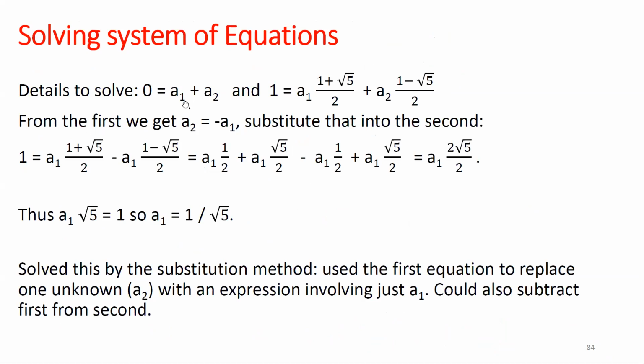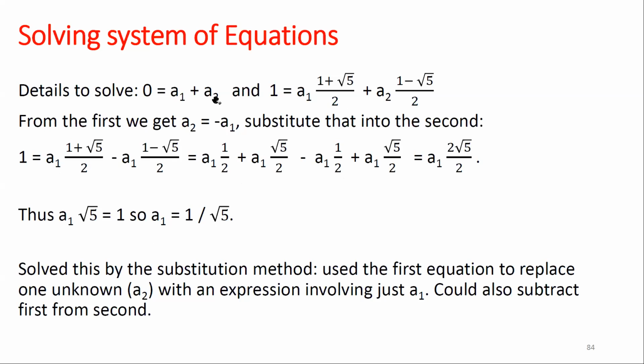So here's how you would solve the system of equations, which I know is something that's done in Algebra 1. From the first equation, if 0 equals a1 plus a2, we get that a2 is equal to minus a1. Then we substitute that into the second equation, and you get 1 is a1 times this, minus a1 times 1 minus root 5 over 2. So we just multiply everything out. The a1 times the half cancels with the a1 times a half. The a1 root 5 over 2 reinforces the a1 root 5 over 2. We get a1, 2 root 5 over 2 is just a1 root 5. So we get a1 root 5 is 1, so a1 equals 1 over root 5. So this is the value of learning how to solve systems of equations. We were able to use this to find the Fibonacci numbers.